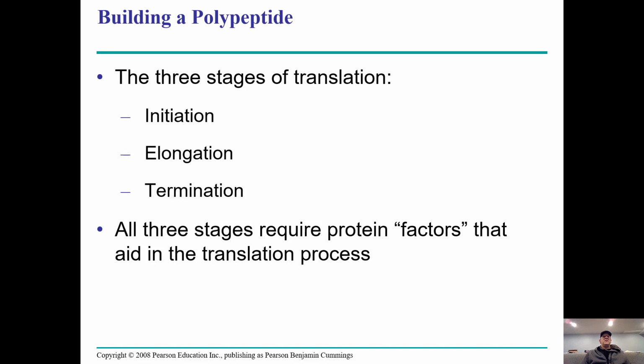There are 3 stages to this: initiation, elongation, and termination. So initiation is the start, elongation is where everything's happening, and the termination is the end. All 3 of these stages need what are called factors, so you have initiation factors, elongation factors, and termination factors. They all push this process along. We're not really going to focus on them so much except for termination. But if they're not present, this process is not occurring.